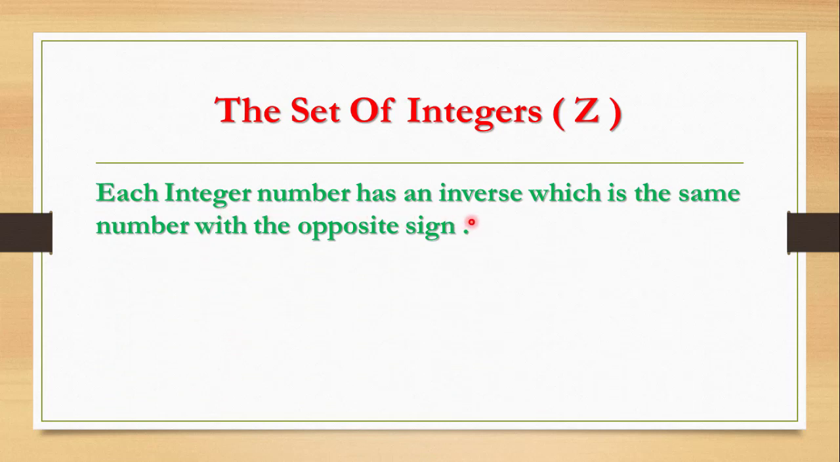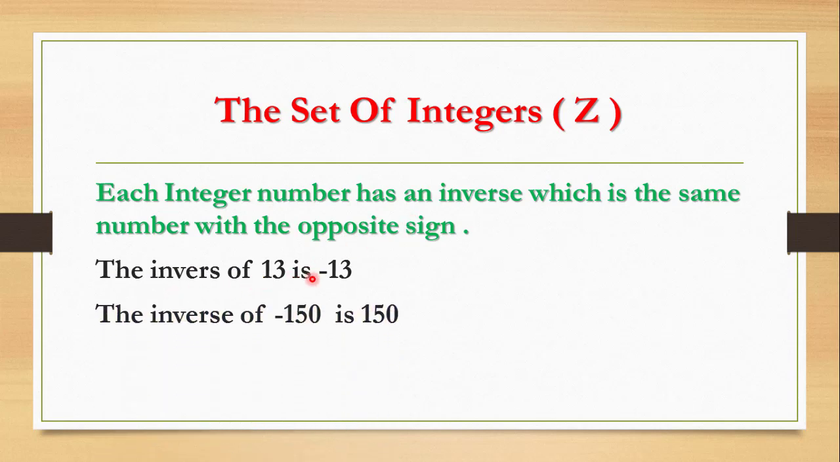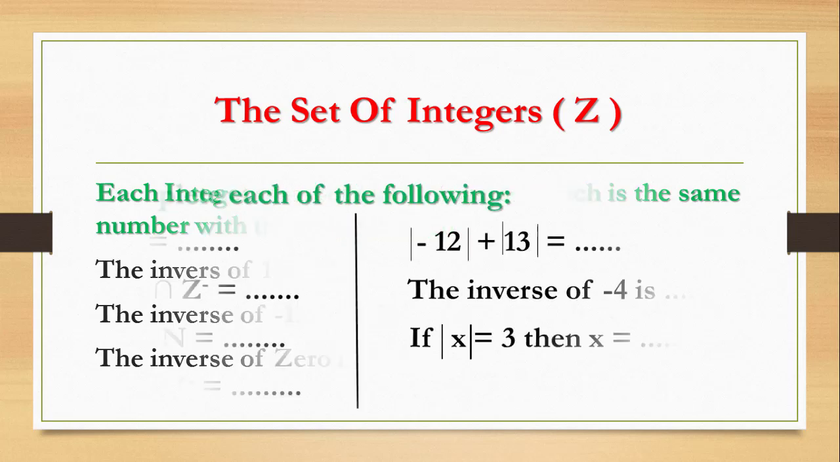Okay, each integer has an inverse. The inverse means the same number but with a different sign, or the opposite sign. For example, the inverse of 13 means negative 13. The inverse of negative 150, just change the sign, 150. The inverse of 0 is 0.